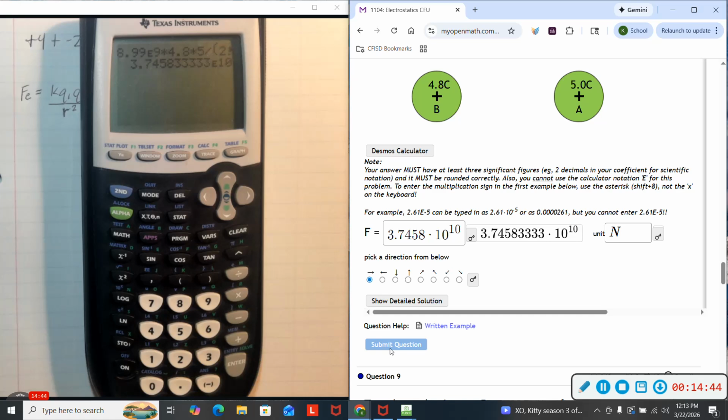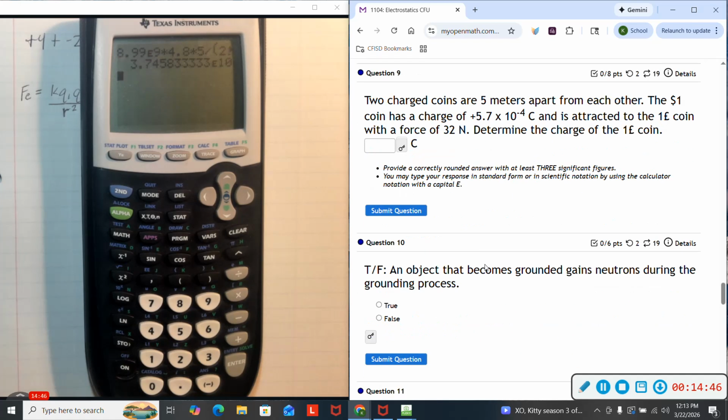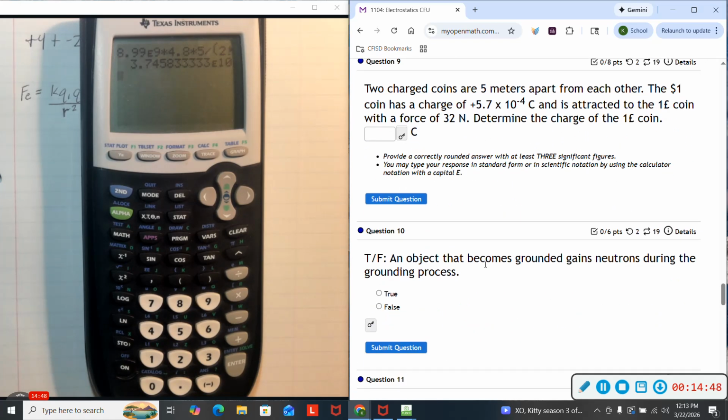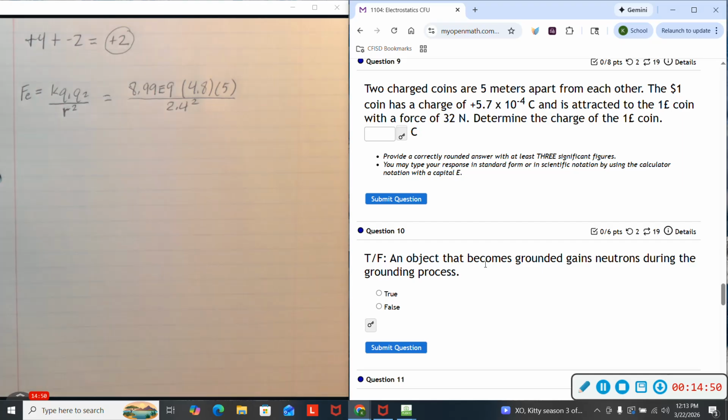Okay. Next one. Question 9. Two charged coins are 5 meters apart from each other. The $1 coin has a charge of positive 5.7 times 10 to the negative fourth coulombs and is attracted to the 1 pound coin with a force of 32 newtons. Determine the charge of the 1 pound coin.